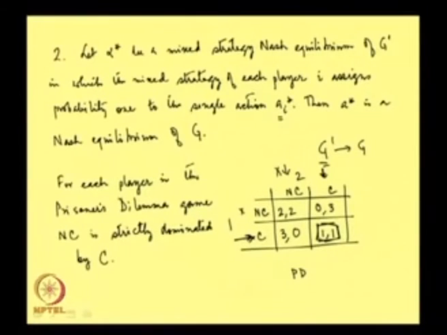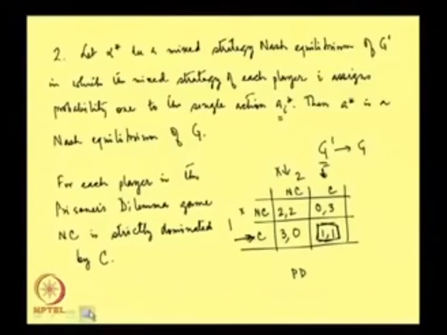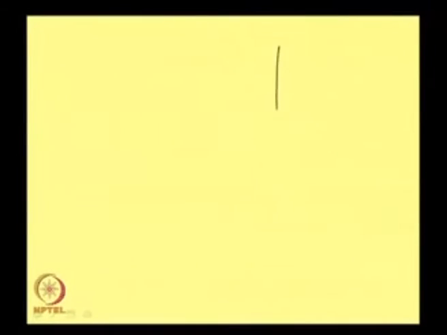Now in this case, this profile is a Nash equilibrium, but it is not necessary that if I delete the actions which are strictly dominated, then the profiles that I will be left with are going to be Nash equilibrium. That is not necessary. For example, we have seen such games before. Let us take the case of Battle of Sexes.